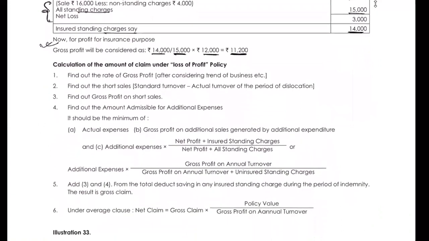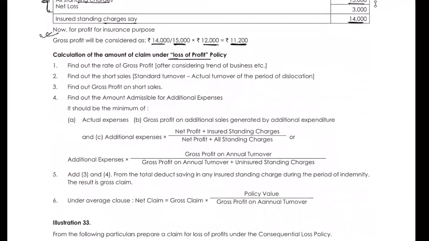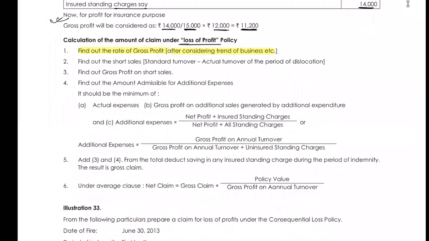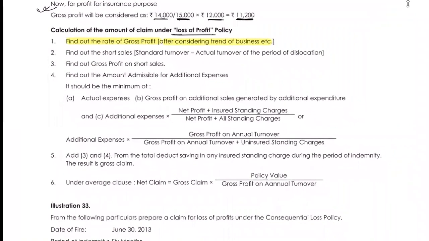Okay. See, calculation of claim under loss of profit. Okay, this is what I was explaining you without the formula. See, what is the first thing? Find out the rate of gross profit after considering the trend of business. We did that only, correct? From trend, we have calculated the gross profit. Then find out the short sales, that is standard turnover minus actual turnover of the period of indemnity, including the trend. If trend was this much, correct?